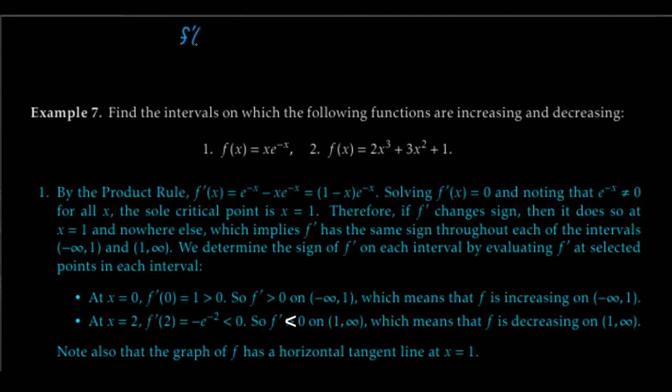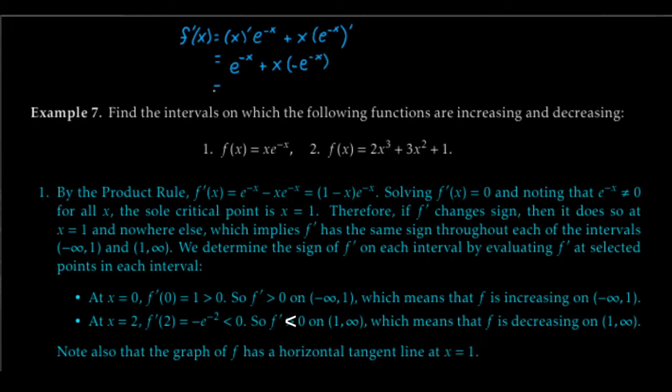f prime of x, using a little bit of the product rule, is the first function's derivative, so x prime times e to the minus x, plus x times the derivative of e to the minus x. Okay? Doing this, we're going to get 1 for the derivative of x, so we'll get e to the minus x right there. And then we'll get x times the derivative of e to the minus x, which, using a tiny bit of chain rule, is minus e to the minus x.